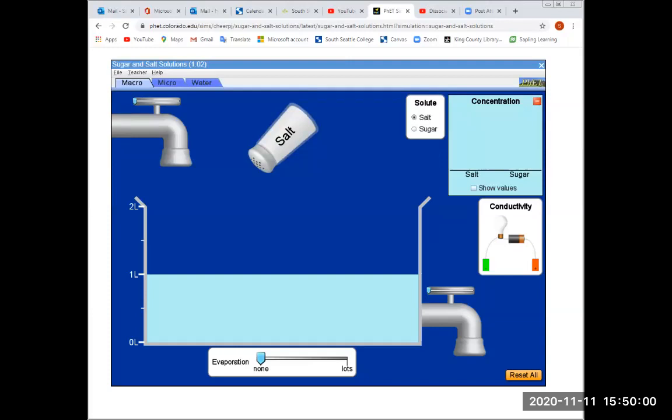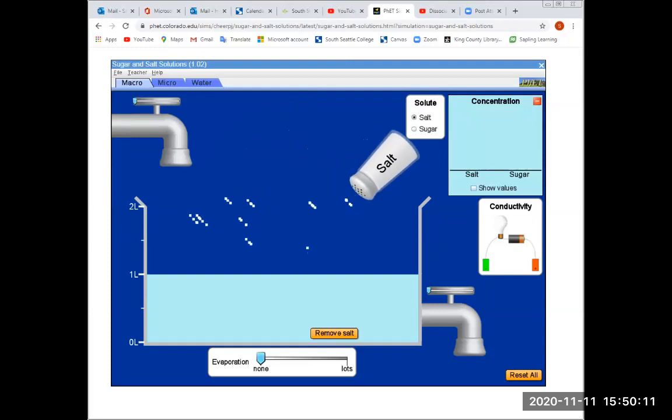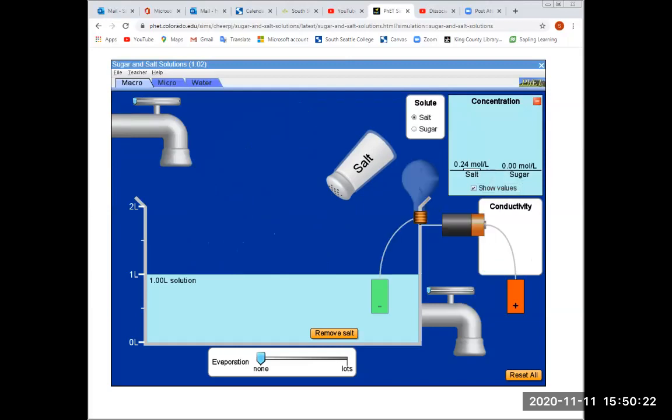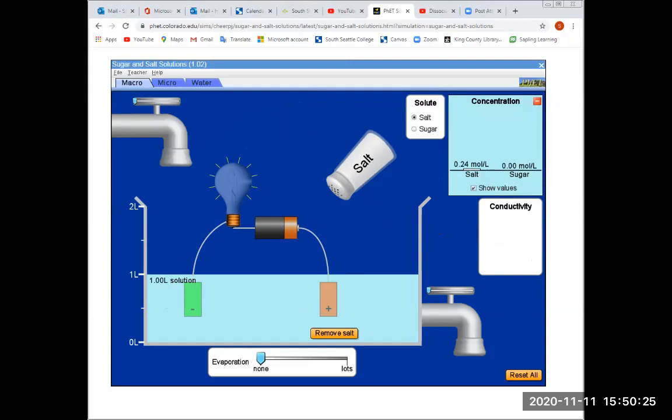So let's look at the simulation here where we have solids that can be salt or sugar. If I shake the salt here to distribute some salt into the water, now I want to see the values, and I have some salt in the water now. So let's look at the conductivity of the solution. And here the light bulb is on, and that means this solution of salt and water is conducting electricity. Let's look at what it is at the microscopic level.